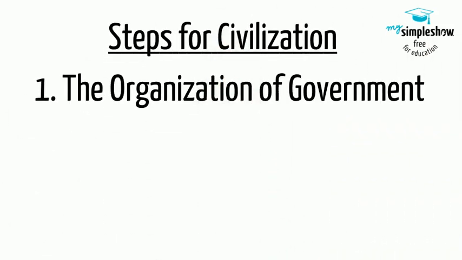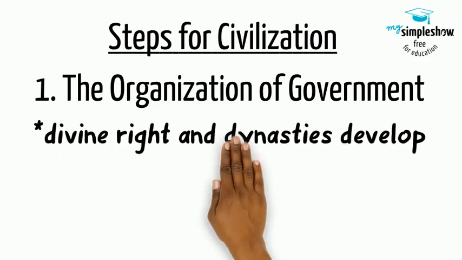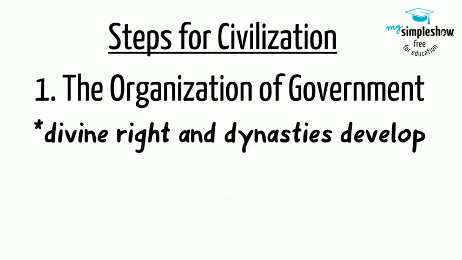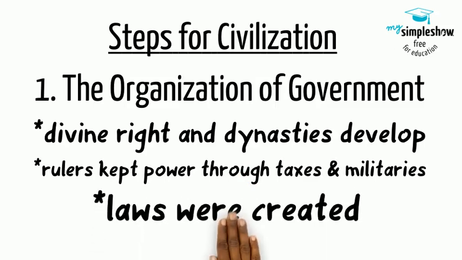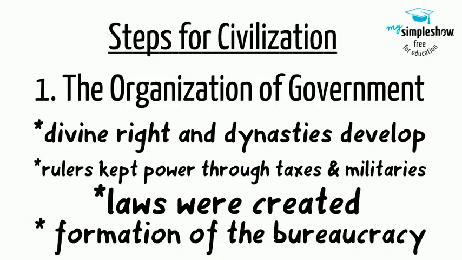The first of these was the organization of government. Leadership tended to move away from the community into the hands of a hereditary ruler claiming the right to rule by the divine will of the gods. In order to keep their power and order over the growing population, leaders created militaries, laws, taxes, and a bureaucracy.